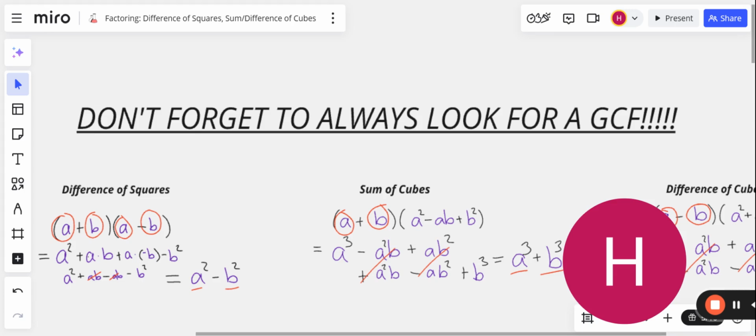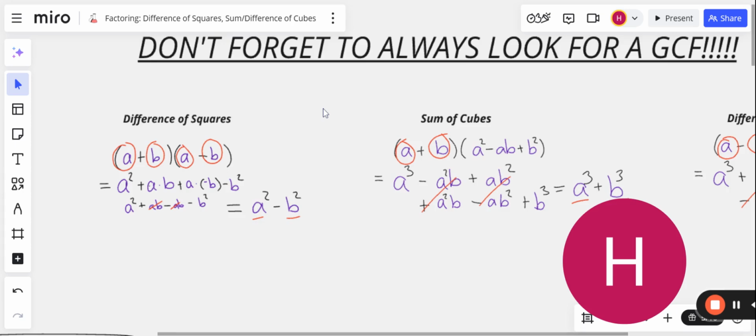So first, when you're factoring polynomials, when you're factoring anything, don't forget to look for a greatest common factor. That is going to make your life easier. It's going to make the numbers that you deal with a little bit smaller. Okay, so always look for a greatest common factor whenever possible.